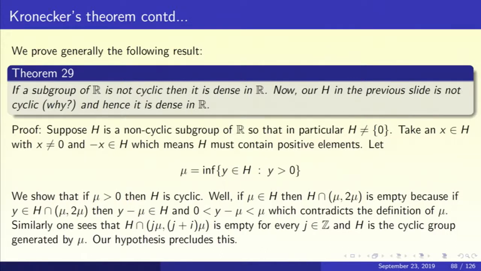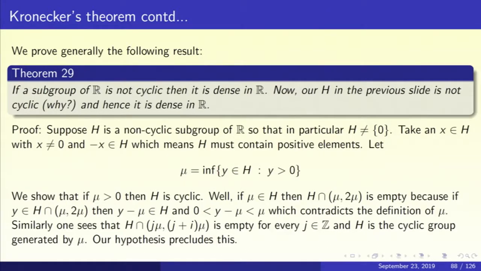So now let us take the set of all positive elements in H and take its infimum. Let's call that infimum mu. Now let us show that if mu is positive, then H is cyclic and that would be a contradiction. So compulsorily mu must be 0.